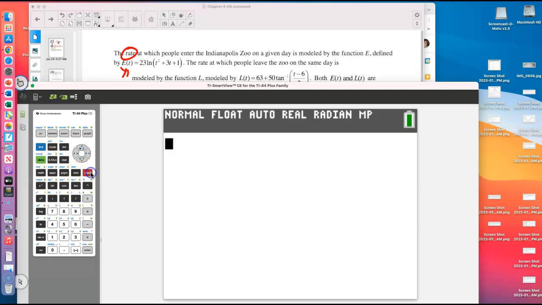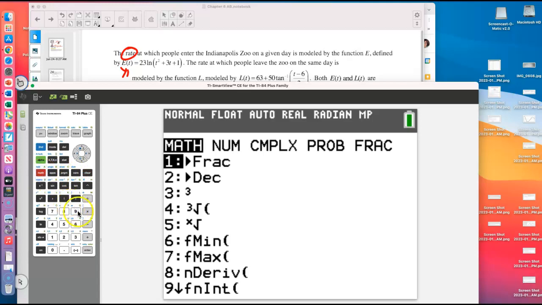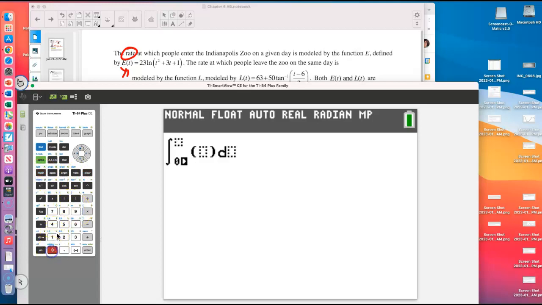Delete. We're clear. So we are going to Math, and we are going to 9, and we're going to go from 0 to 4, right? And then I don't want to type that in. I already double, triple checked it. I'm going to bring it in with what button?